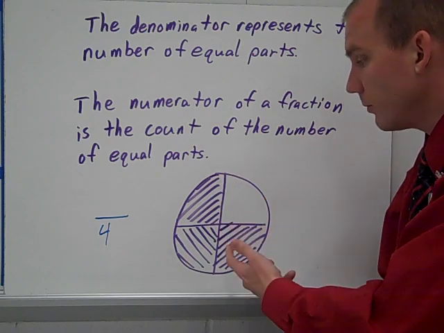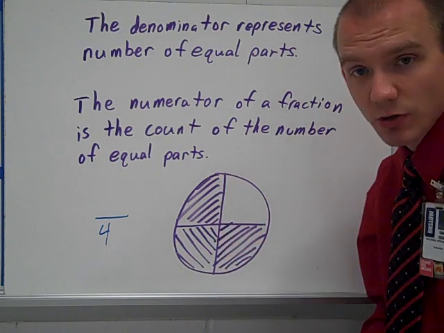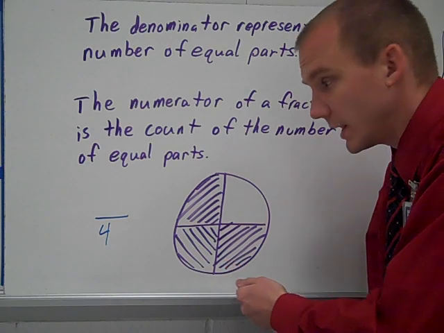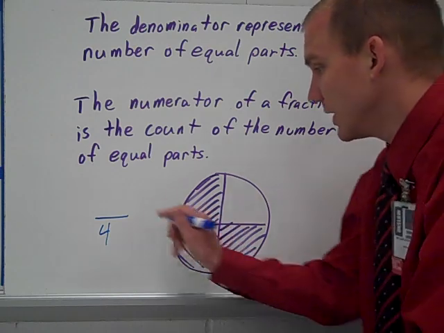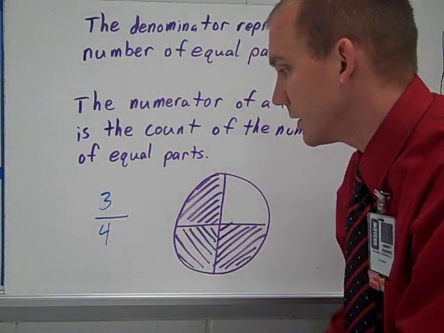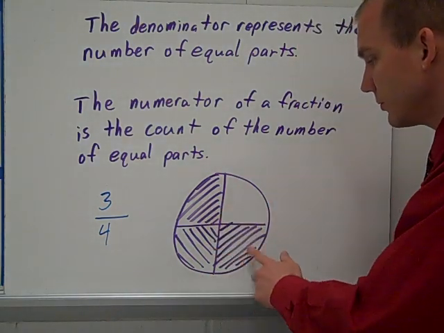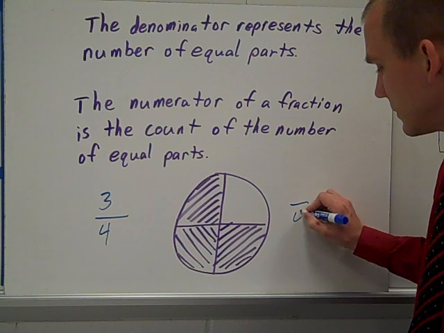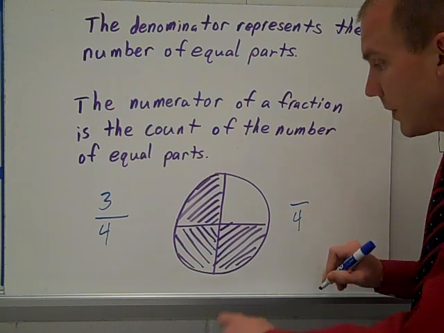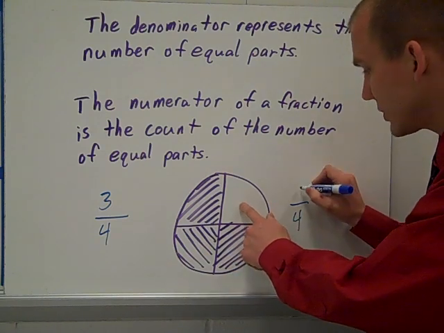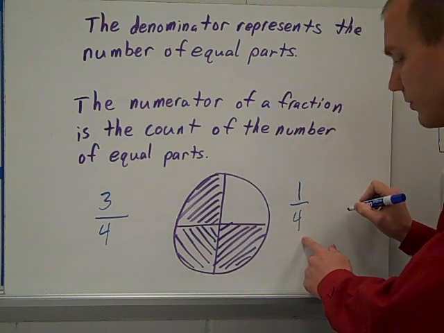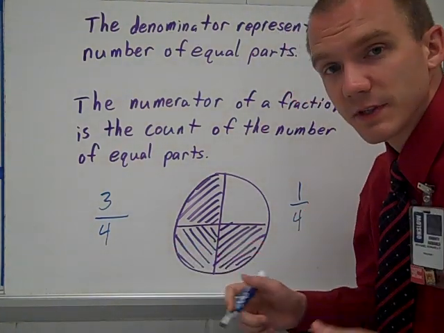Now, I look at how much is shaded or not shaded, depending on the instructions. This one I'm going to go for shaded. 1, 2, 3. 3/4 are shaded. And say I want to figure out how much isn't shaded. Well, then I just go 1, 2, 3, 4. I'm still talking about fourths. That's my denominator. And then my numerator is going to be the number not shaded, which is just 1. So 1/4 is not shaded. 3/4 is shaded.